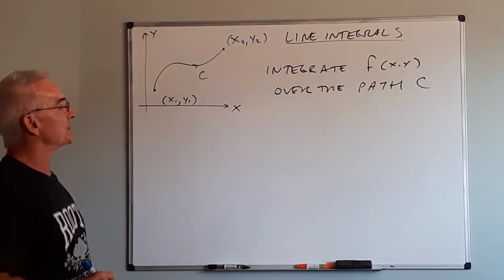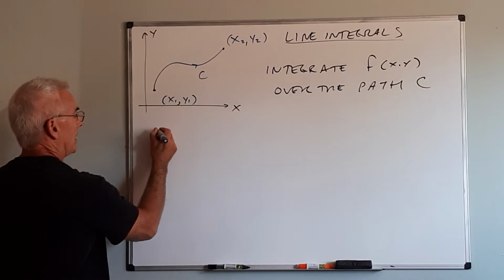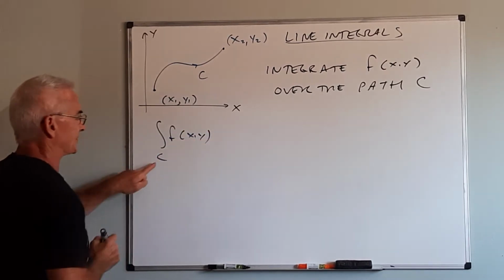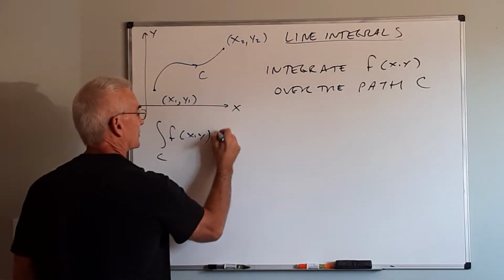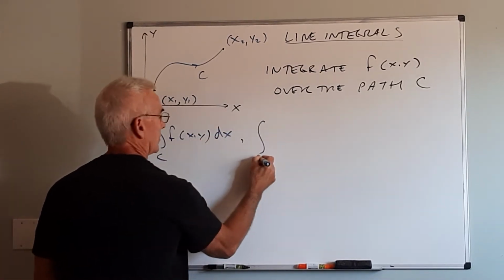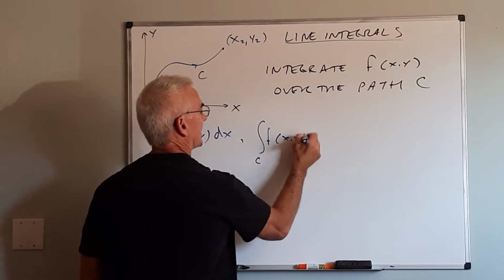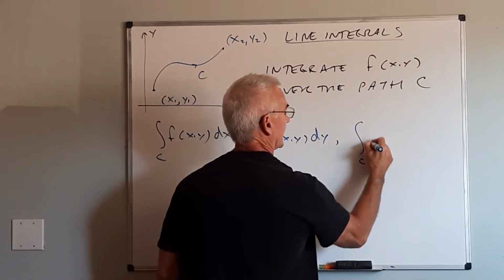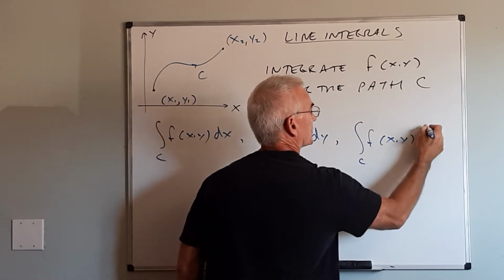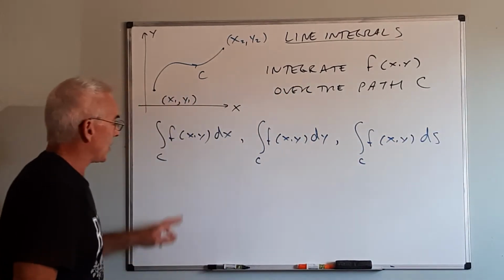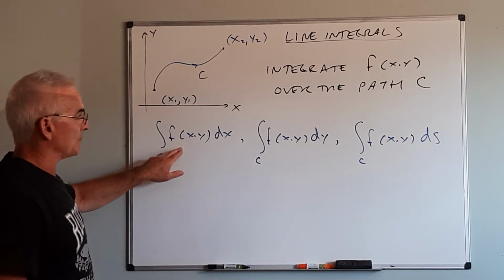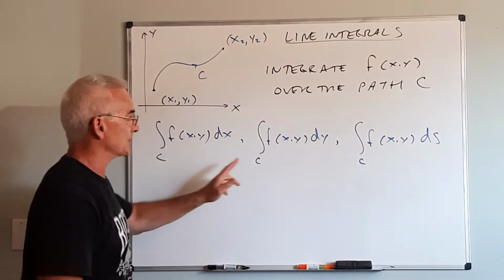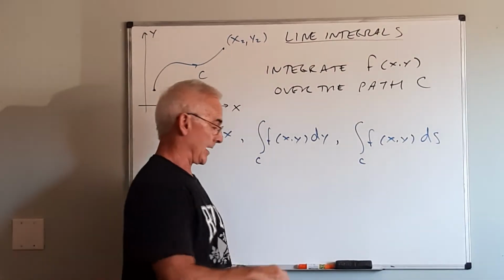So there's three basic forms a line integral can take on. I'm going to integrate f of x, y over the path C, this is the notation, with respect to x. I'm going to integrate f of x, y with respect to y, or I can integrate f of x, y with respect to the arc length parameter. Now in each case we have a single integral with multiple variables, so this will require parameterization. So I want to go through each of the three of these so you can see what they look like.